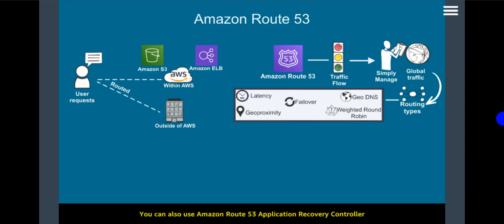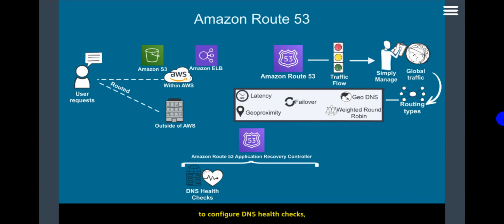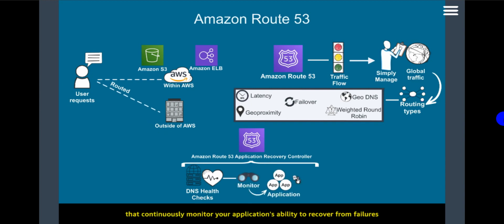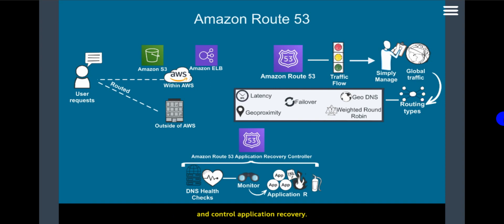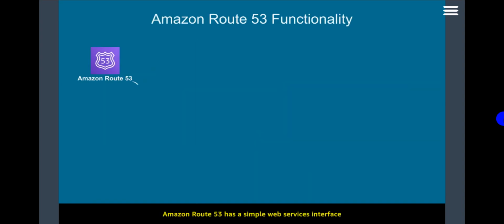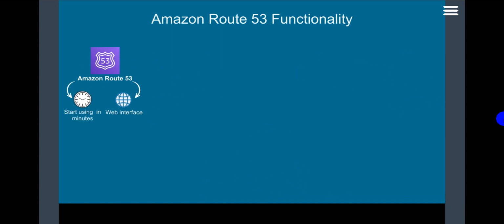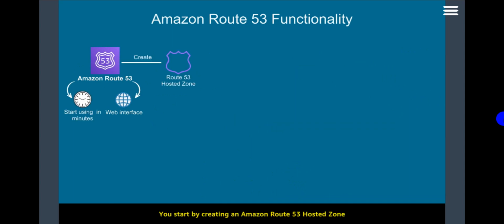You can also use Amazon Route 53 Application Recovery Controller to configure DNS health checks that continuously monitor your application's ability to recover from failures and control application recovery. Amazon Route 53 has a simple web services interface that lets you get started in minutes. You start by creating an Amazon Route 53 hosted zone that can store DNS records for your domain.